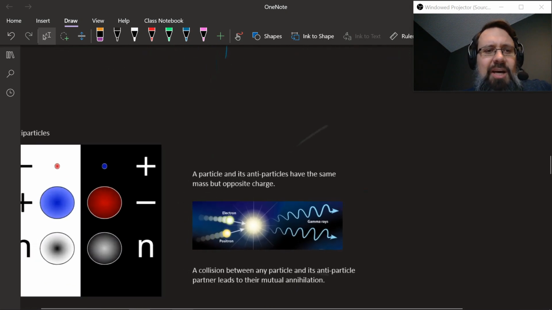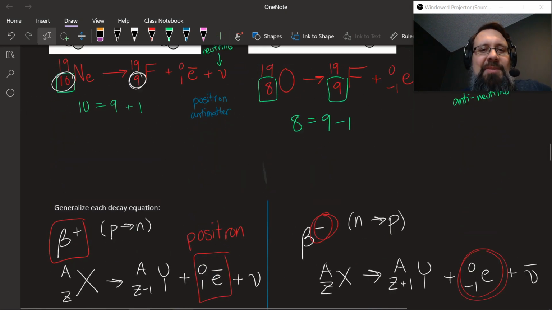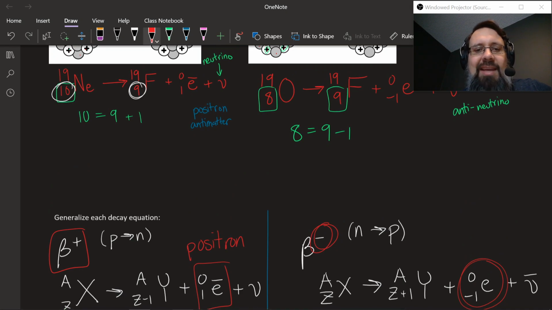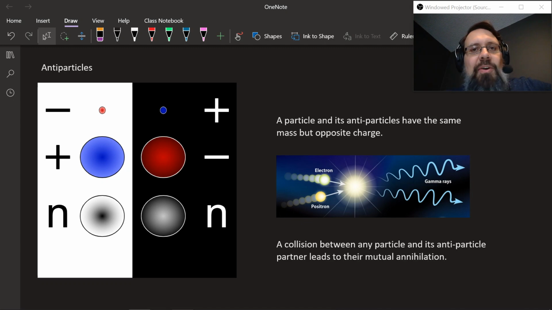I want to briefly talk about antiparticles. When we talk about this positron being antimatter, what the heck is antimatter? It's a real thing. What we say is that every particle has an antiparticle. And an antiparticle is just like the original particle. It has the same mass, but it has the opposite charge.